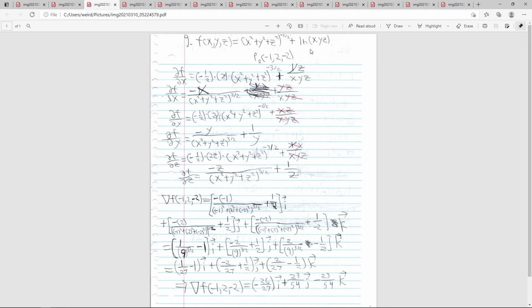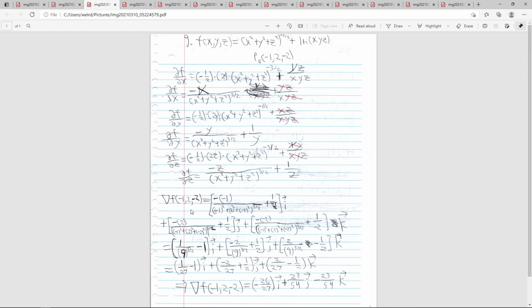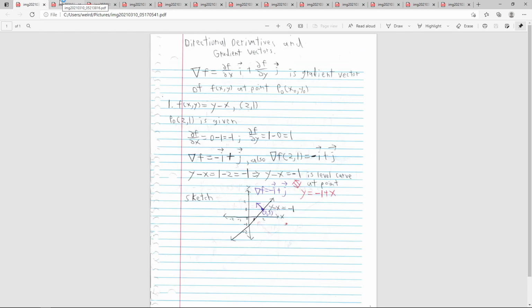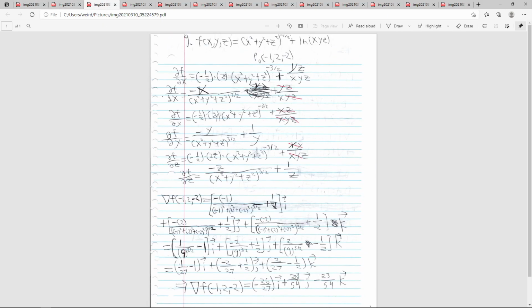But you have a very similar derivative for each of them, just with slightly different variables. It's like before, this was an extra thing, and you plug it in for the point. A lot of work, but you're just trying to get the gradient here. These first ones I was sketching along the level curve. This time we're just doing the gradient, no sketch required. And that's it for pure gradients.